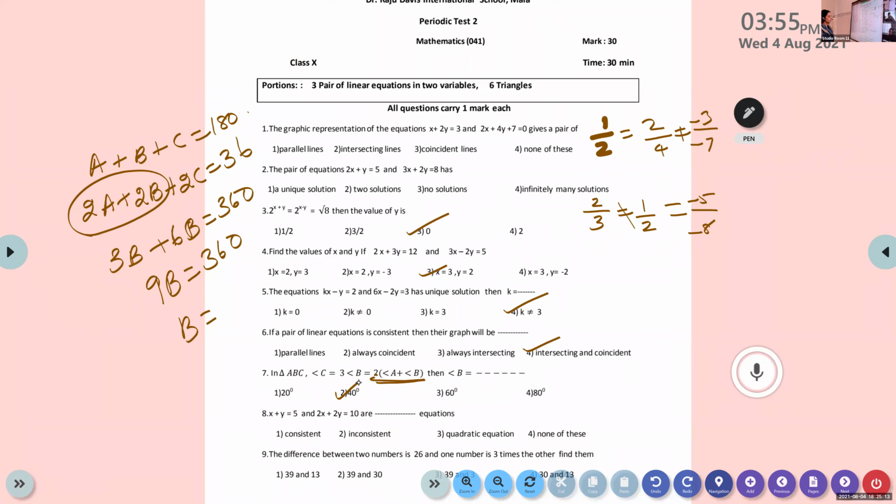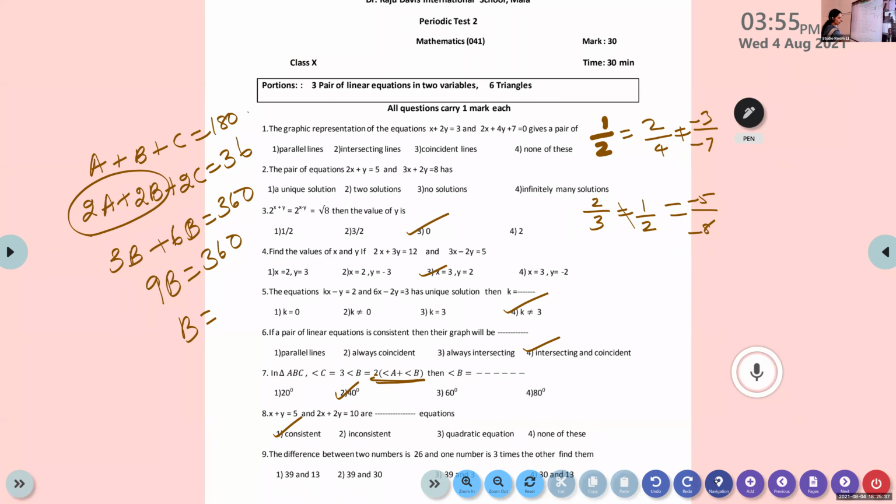Okay, you can do it in so many ways. Here we use just the angle sum property. Next one, x plus y is equal to 5 and 2x plus y is equal to 10. What is the condition? Is it consistent or inconsistent? Surely consistent.